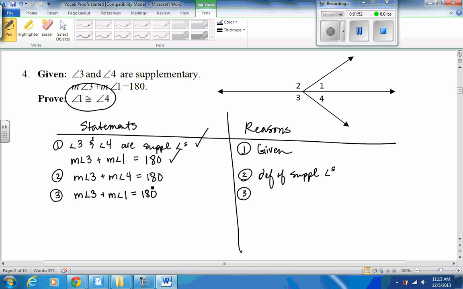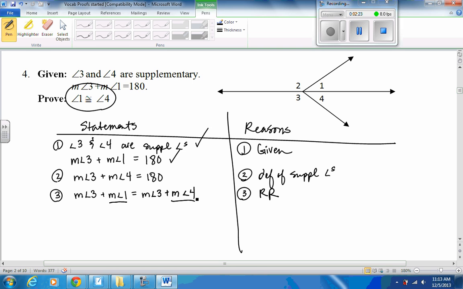But wait, I'm not just going to rewrite that. We don't need to do that. We already know that. I am erasing, so scratching that off, and I can literally just erase the 180 and replace it if I want to with what else equals 180? Measure of angle 3 plus measure of angle 4, replacement rule. And now I have an equation that relates 1 and 4 in the same statement, in the same relationship, in the same equation.